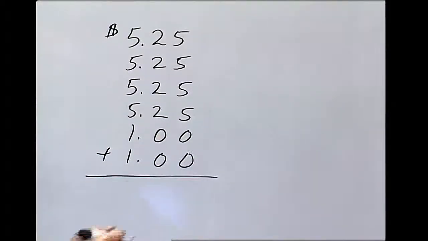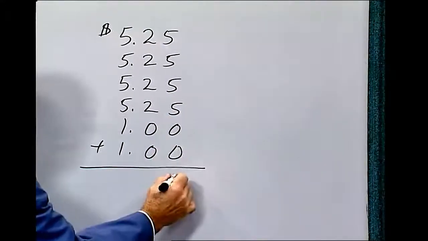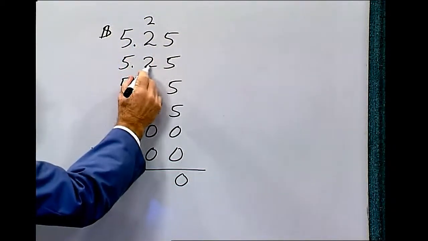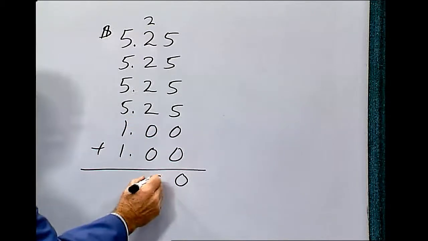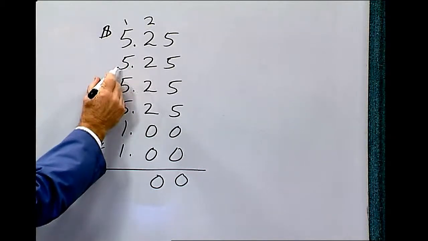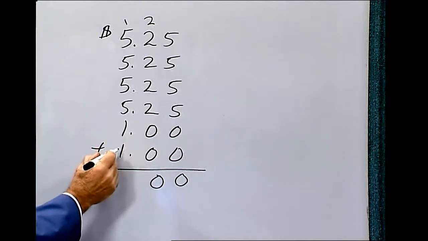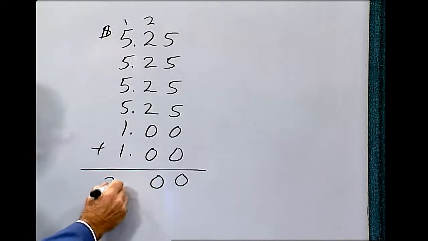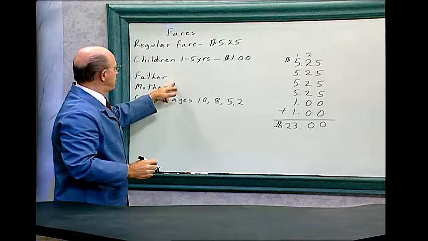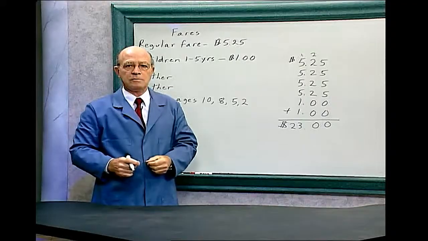Let's add up these numbers. 5 plus 5 is 10, plus 5 is 15, plus 5 is 20. Carry the 2. 2 plus 2 is 4, plus 2 is 6, plus 2 is 8, plus 2 is 10. Carry the 1. 1 plus 5 is 6, plus 5 is 11, plus 5 is 16, plus 5 is 21, plus 1 is 22, another one is 23. So for this family of 6, it would cost $23 to go on that boat ride in San Antonio.